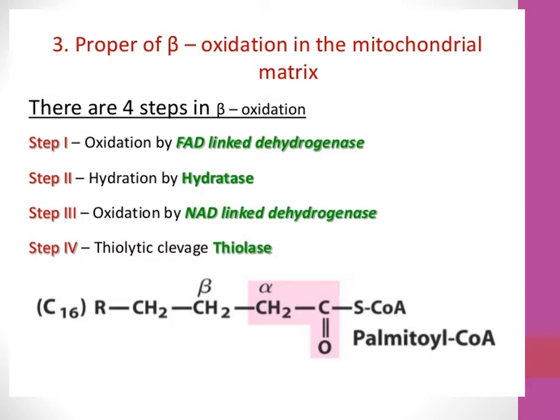Number 3 is the proper beta oxidation in mitochondrial matrix. It includes 4 steps. First step is the oxidation by the FAD linked dehydrogenase. Second step, hydration by the hydratase enzyme. Third step is the oxidation by the NAD linked dehydrogenase. And fourth step is the thiolytic cleavage by the thiolase enzyme.